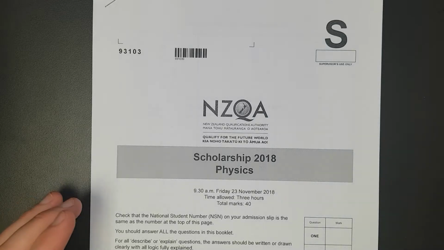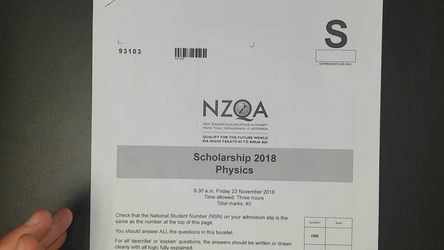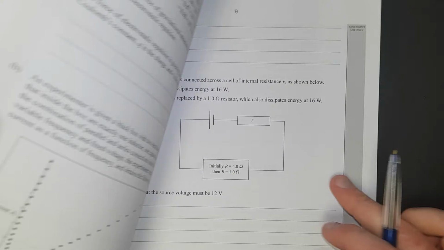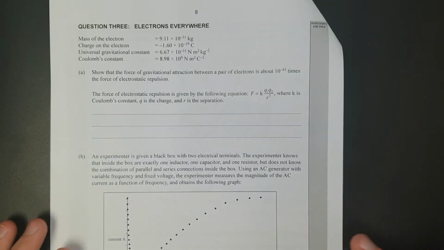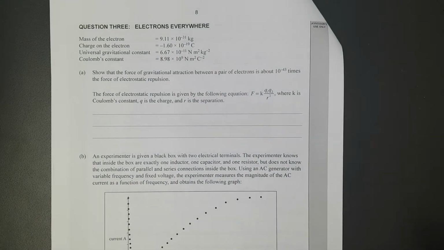For this video, I'll be working through question 3 of the 2018 Scholarship Physics exam. Question 3. Show that the force of the gravitational attraction between a pair of electrons is about 10 to the negative 43 times the force of the electrostatic repulsion.